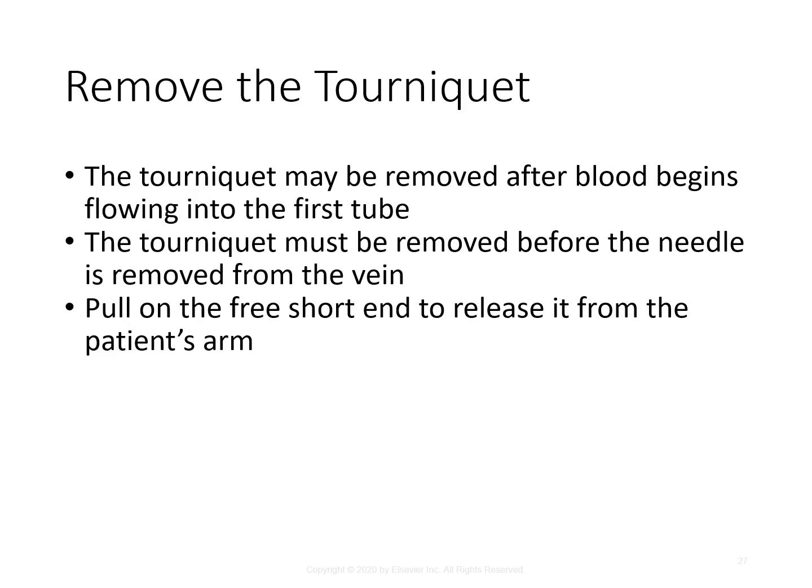And then you're going to remove the tourniquet. The tourniquet may be removed after blood begins flowing into the first tube. The tourniquet must be removed before the needle is removed from the vein. Pull on the free short end to release it from the patient's arm. If the blood flow is slow or collection of all tubes will be complete within 1 minute, the tourniquet may remain on the arm, but it still needs to be removed before you take that needle out.